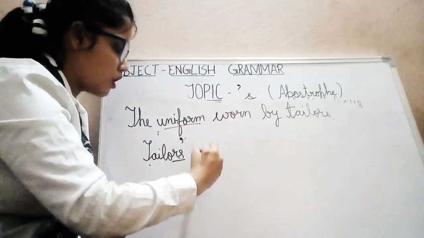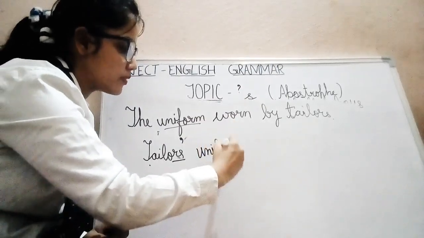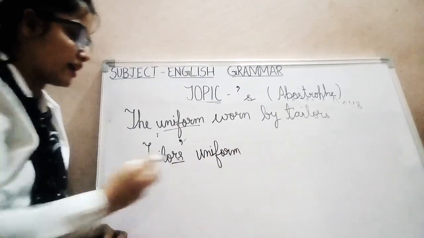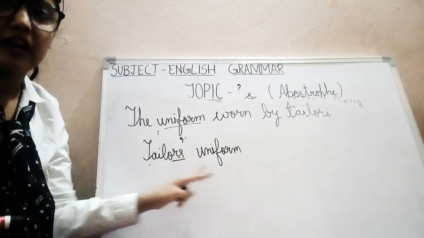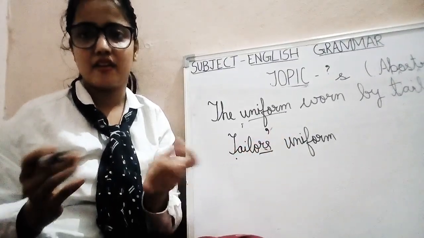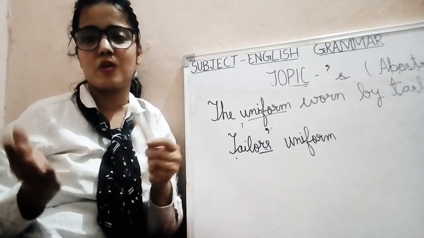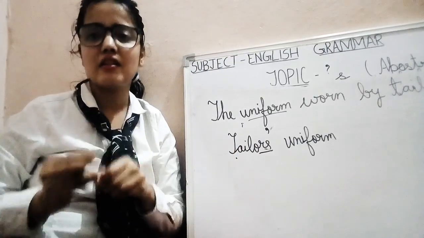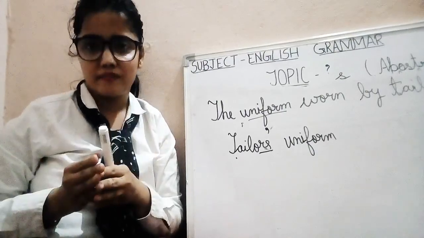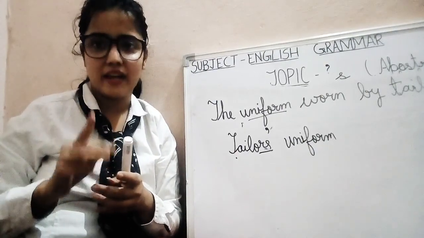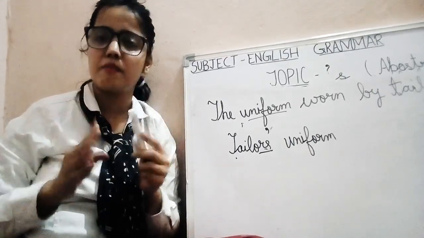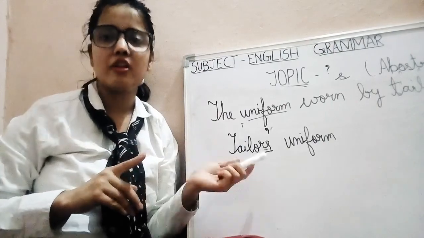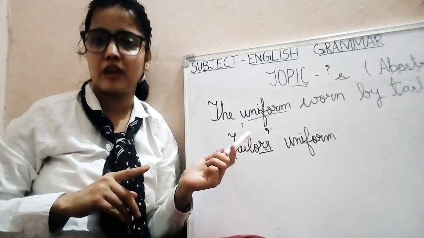Tailors' uniform. Okay, so you have to keep this in mind, that you have to put the apostrophe sign closer to the first noun, and then you will write the second object or whatever the thing is. Okay, in this way you can simply use the apostrophe sign if the person or thing is plural. We don't add S to them. If the noun ends with S, we don't use S, we simply put the apostrophe sign. It will be more clear to you when you practice with your book exercises.